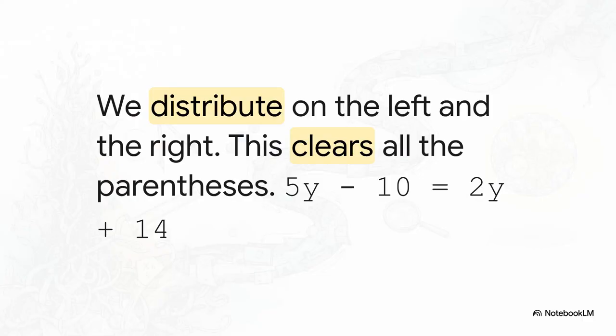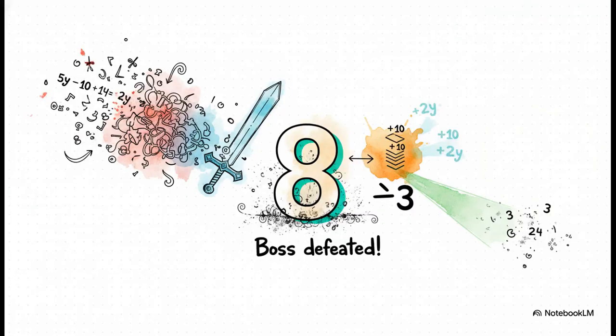On the left, 5 times y and 5 times -2 gives us 5y minus 10. On the right, 2 times y and 2 times 7 becomes 2y plus 14. And just like that, all the parentheses are gone. The first wave is defeated. And now, we just run through the rest of the checklist.